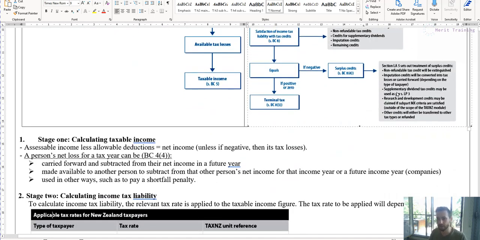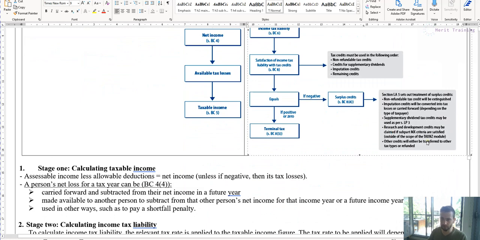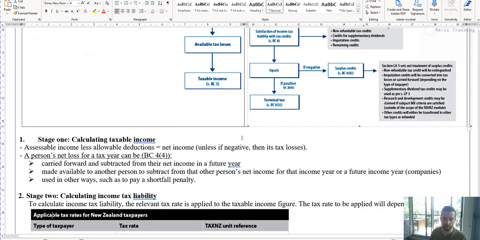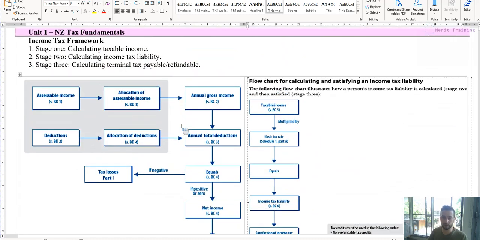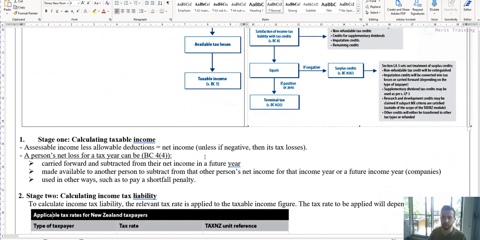Well, we'll talk about that in detail later on, but it depends on the type of credit. So for example, non-refundable tax credits are extinguished, they disappear. Imputation credits are converted into tax losses or carried forward, depending on the taxpayer. Supplementary dividend credits can be used, research and development credits may be claimed, and other credits will be transferred or refunded. But if you're not sure what any of that means, that's okay, we'll go through it in greater detail later on.